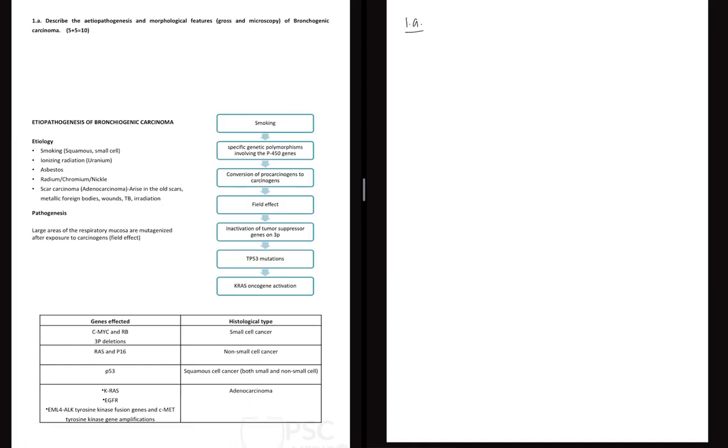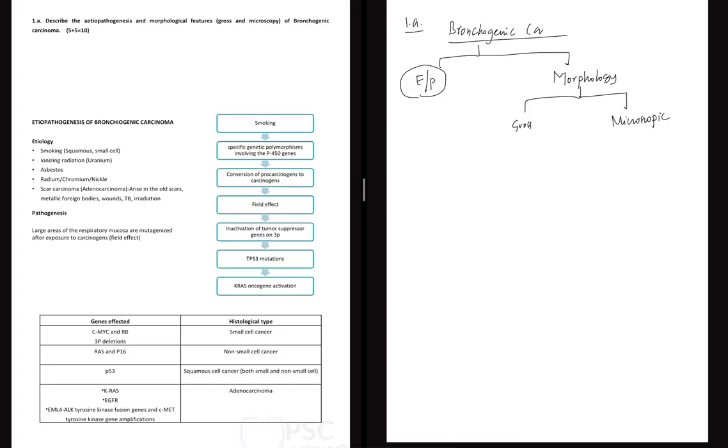That is bronchogenic carcinoma, also lung cancer to be more precise. They're asking you etiopathogenesis and also the morphology. Morphology includes both gross and microscopic features. Now, when you look at etiopathogenesis, the one thing that always comes into our mind whenever we talk about CA lung is smoking, which should be highlighted and it should be there in your answer.